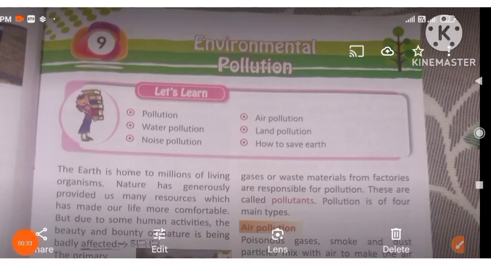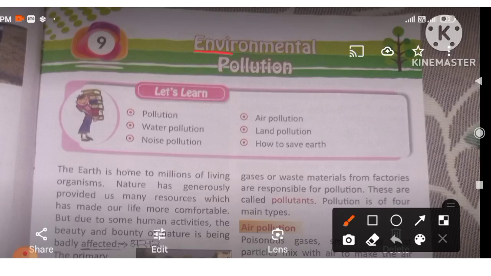Boys, today we will study environmental pollution. The name of our topic is environmental pollution. There is a question, what is pollution? Now we will discuss pollution. Any undesirable change in air, water or land which harms the environment is called pollution.